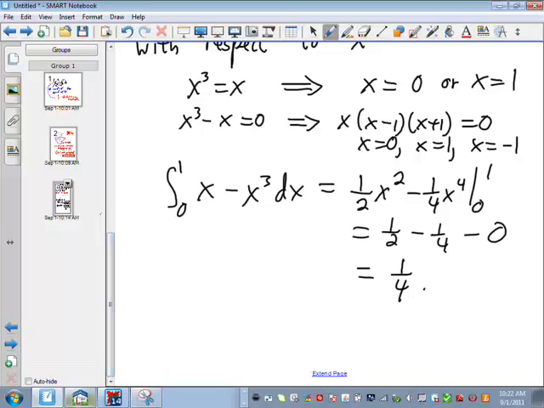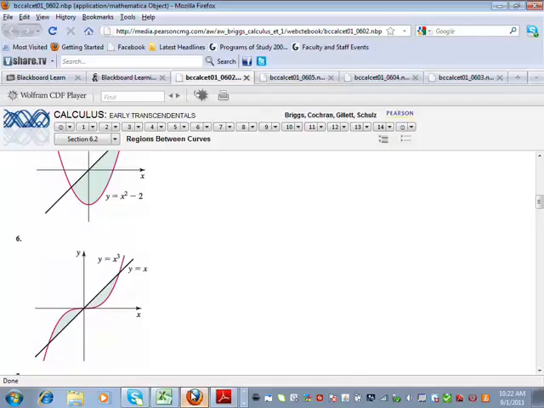But let's look back at the picture, right? I hope everybody sees that if you were doing this with respect to x, you would do the integral from -1 to 0 of x cubed minus x, and then the integral from 0 to 1 of x minus x cubed.